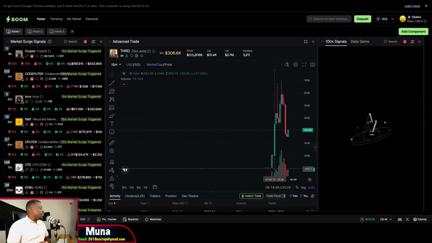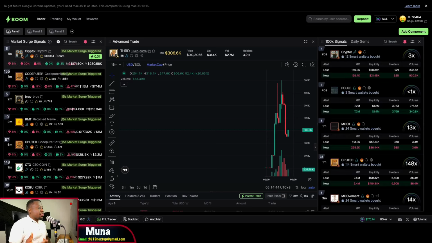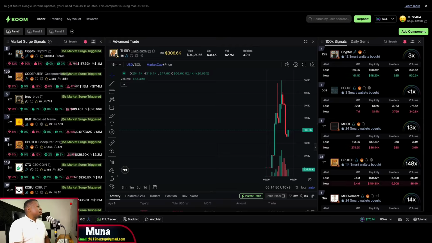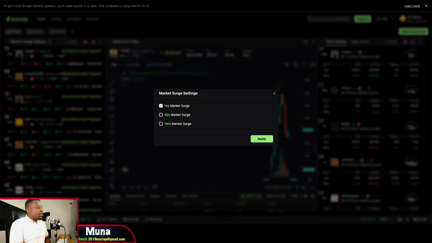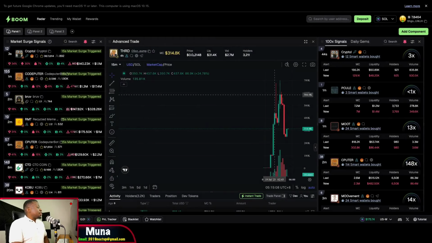Once you get to do that, you're going to be bombarded with a lot of sounds, as you can hear in the background. A lot of trading opportunities are emerging left and right. So the next thing that you're going to want to do is configure your market surge settings. What I usually go for is the 15 seconds. Of course, you can highlight the 15 seconds, the 30 seconds, and also the 1 minute, but I just keep it at 15 seconds because I want to have the fastest reaction as soon as we see the on-chain and analytics gravitate towards certain types of meme coins.